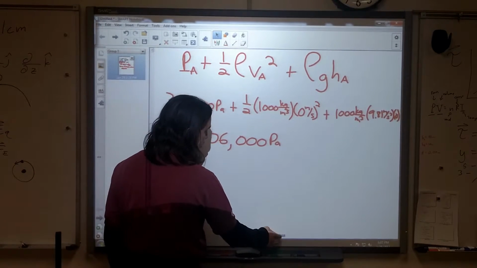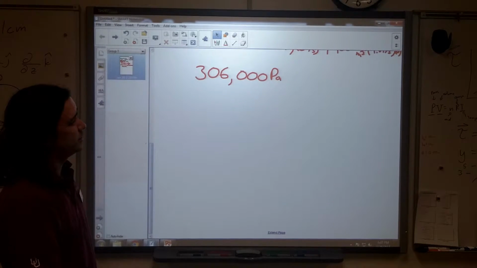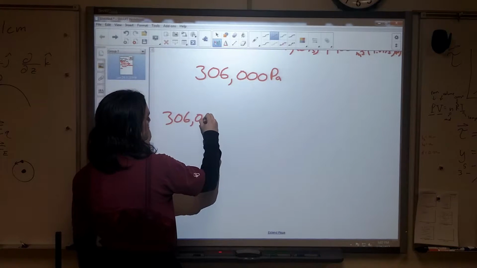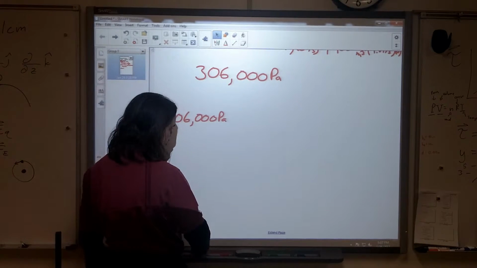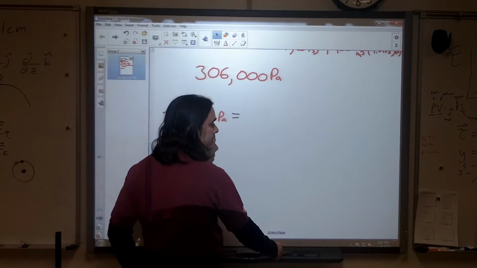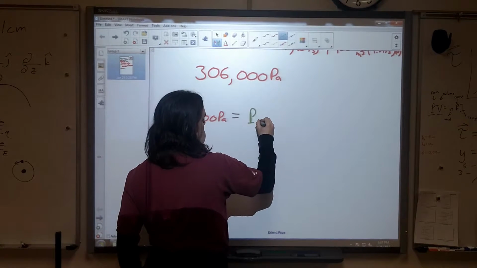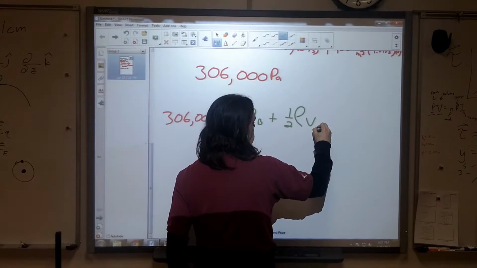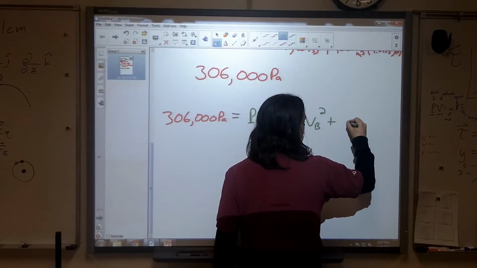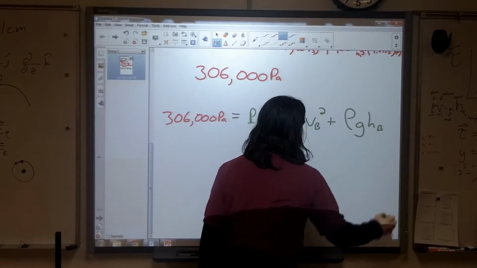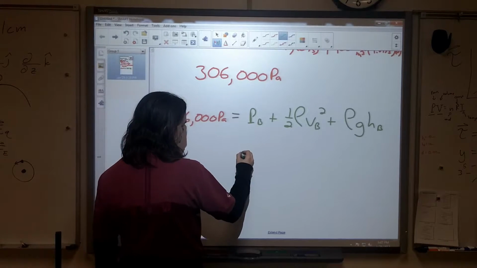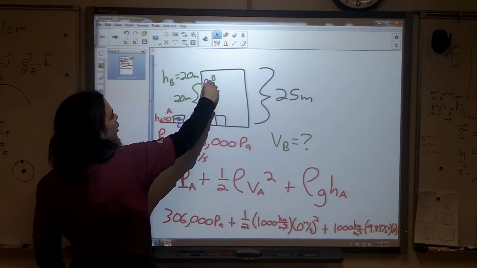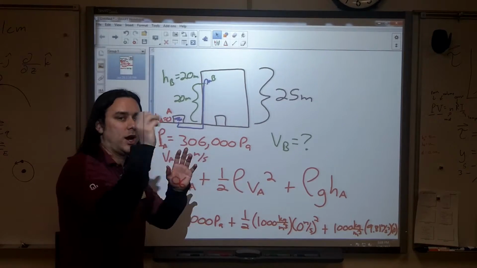Now, we found our constant, which might better be described as something that tells us the total energy for our setup. So we know that this 306,000 pascals is going to be equal to the same setup at point B. So pressure at point B, fluid pressure, plus 1/2 rho VB squared plus rho g HB. Here's where we're actually going to have to start filling in some more stuff. The pressure at B, and here's one of the hardest parts, we're looking at the water pressure as we've opened up the tap and the shower's going.